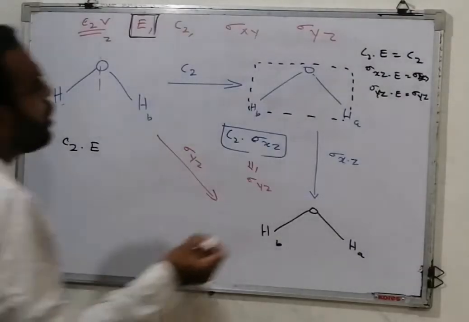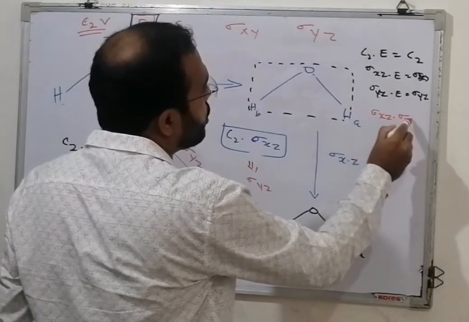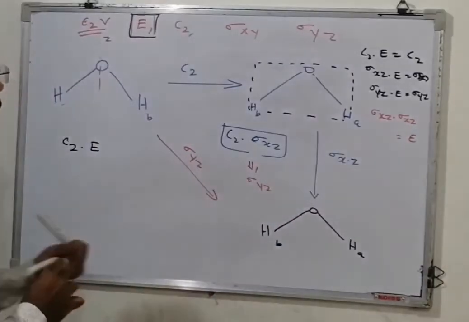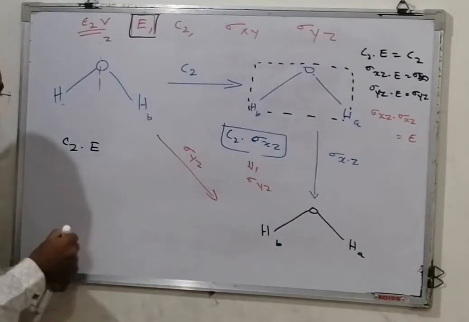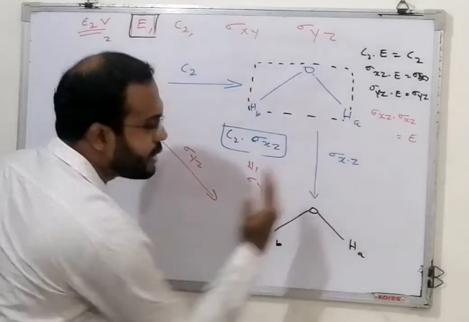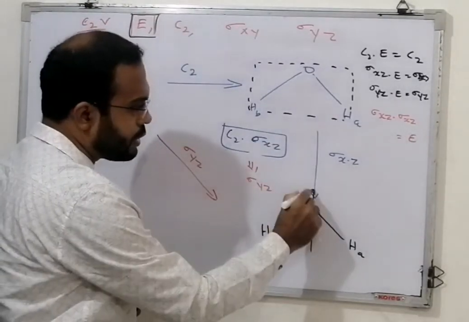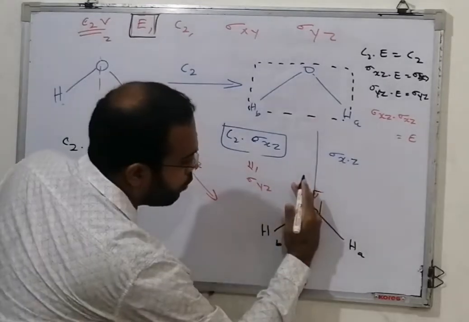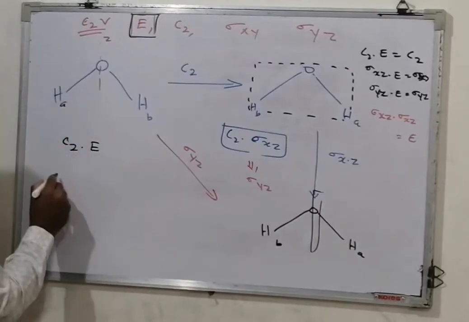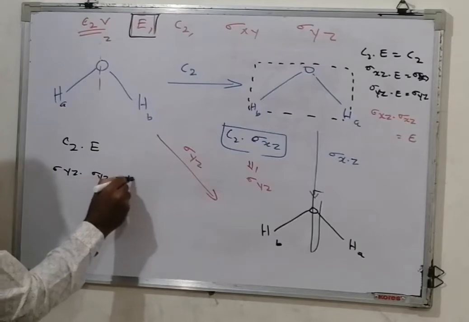Now another one. I do sigma XZ, again sigma XZ. What shall I get? I will get E. You know why? Or I do sigma YZ, again sigma YZ. Sigma YZ is like that. What happened? HB will be here, HA will be here. Therefore, sigma YZ into sigma YZ is equal to E.